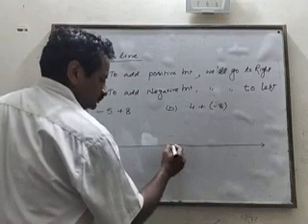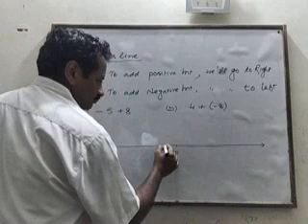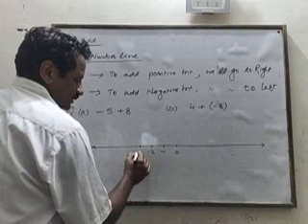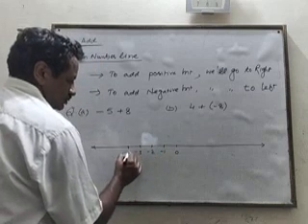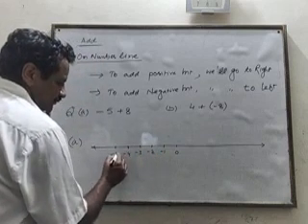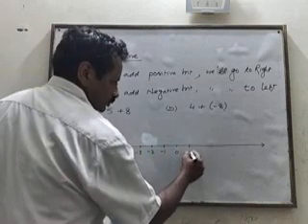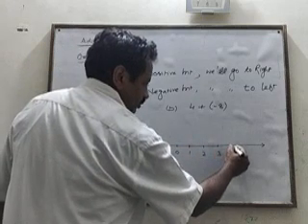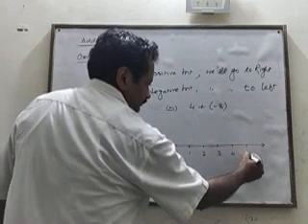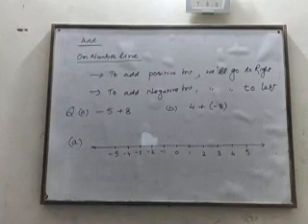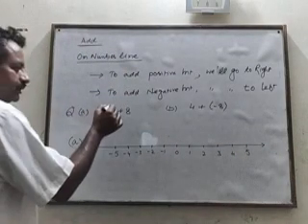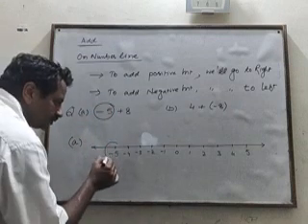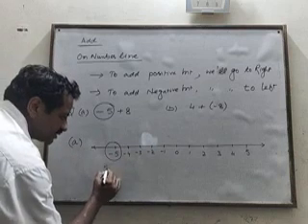Here it is 0, minus 1, minus 2, minus 3, minus 4, minus 5, and 1, 2, 3, 4, 5. So this is my starting number, minus 5. First round it, this is the starting point.